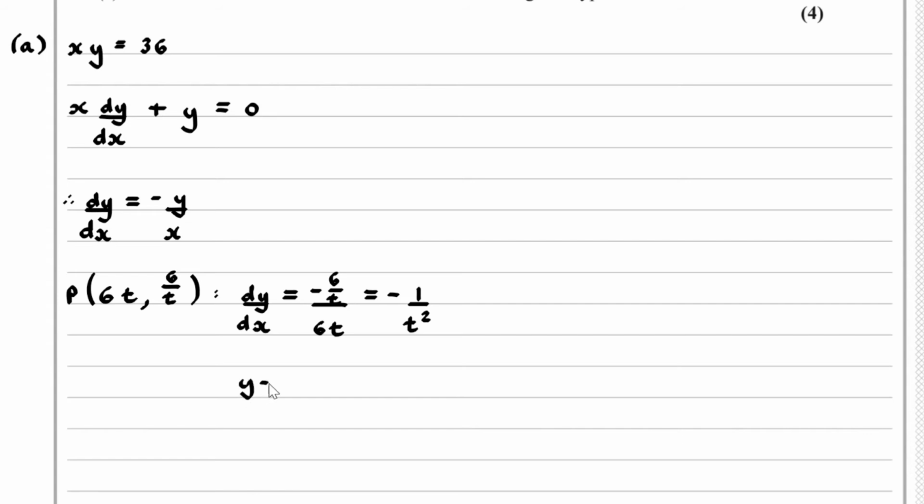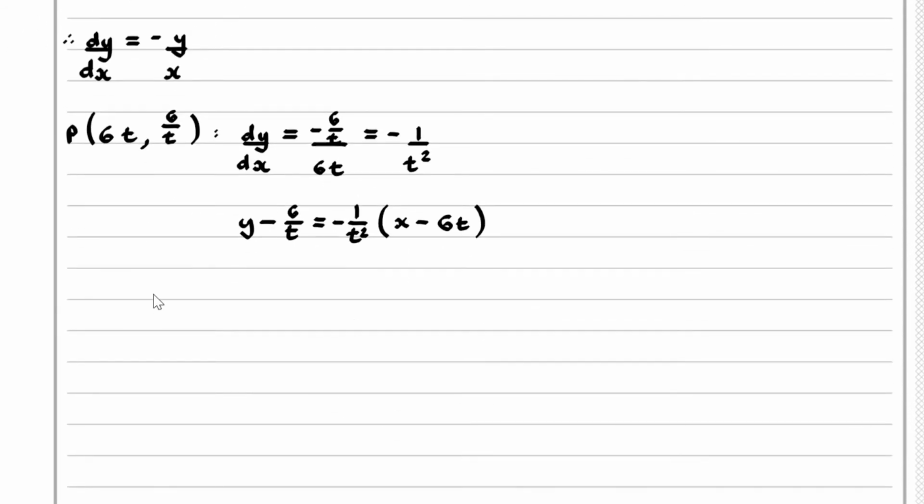And now what we can do is find the equation of the tangent at this point. We've got y minus y1 equals gradient, minus 1 over t squared, multiplied by x minus x1, which is 6t. And if I simplify all this, we end up with yt squared plus x equals 12t. Now we'll call this equation 1.